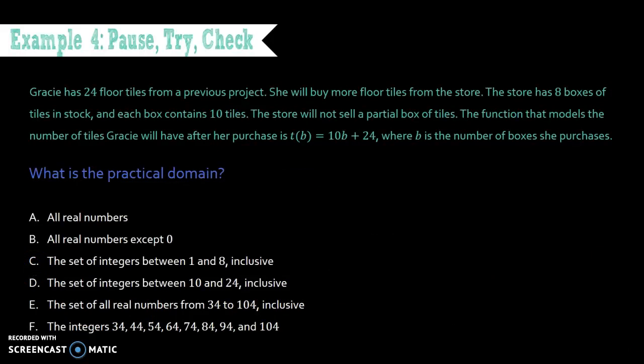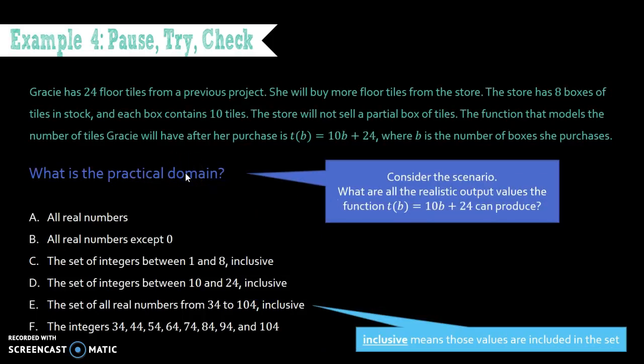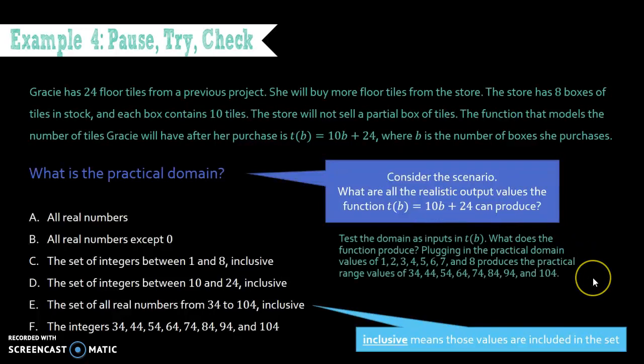Pause and try to find the practical range. This should say range. I want to know all of the realistic output values that my function can produce. If I'm plugging in the values 1 through 8, I want to know what my outputs would look like. They're going to be this. When I plug in 1, I get 34 as my answer. When I plug in 2, I get 44 as my answer, and so on.